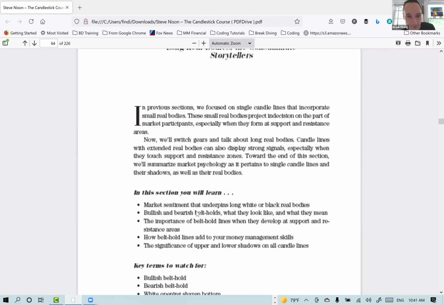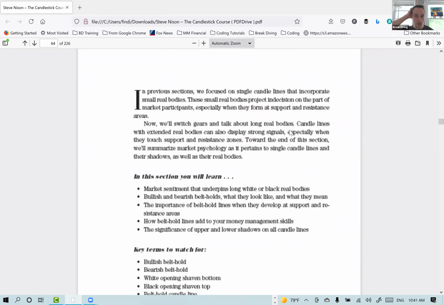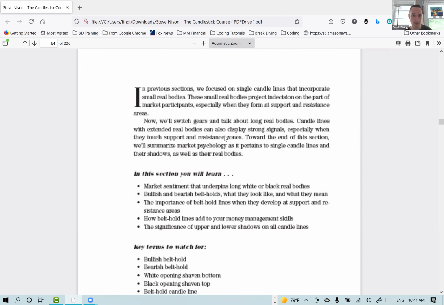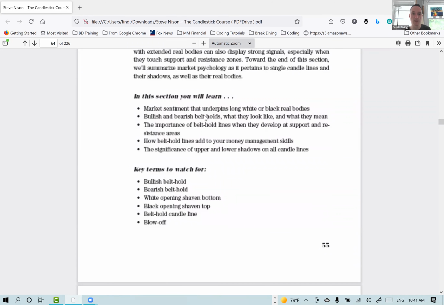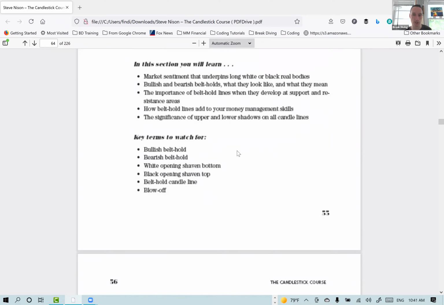In the previous sections, we focused on single candle lines that incorporate small real bodies. The small real bodies project indecision, especially at support and resistance areas. Now we're going to switch gears and talk about long real bodies. They can also display strong signals when they touch support and resistance zones. We're going to learn the market sentiment that underpins long bodies, bullish and bearish belt holds, the importance of belt hold lines, how belt hold lines add to your money management skills, and the significance of upper and lower shadows on all candles.